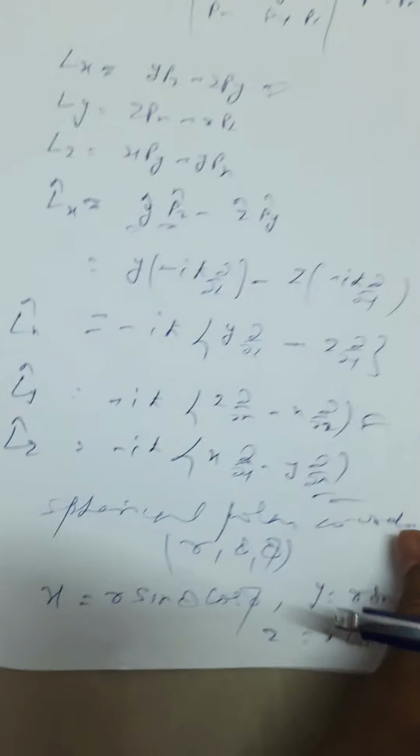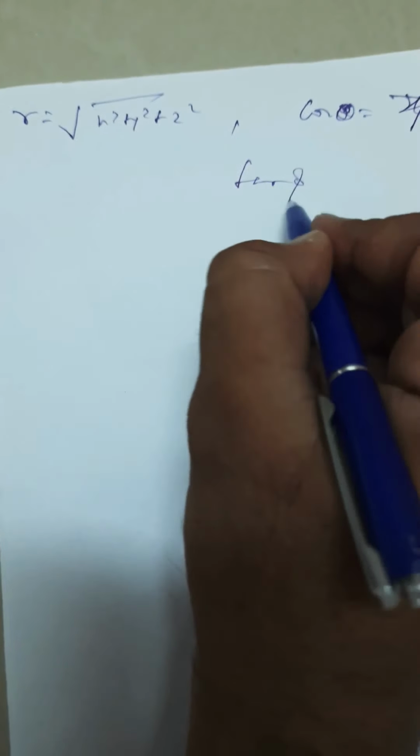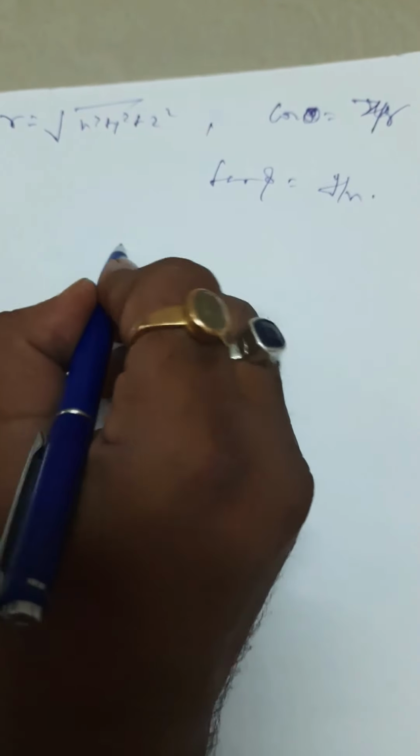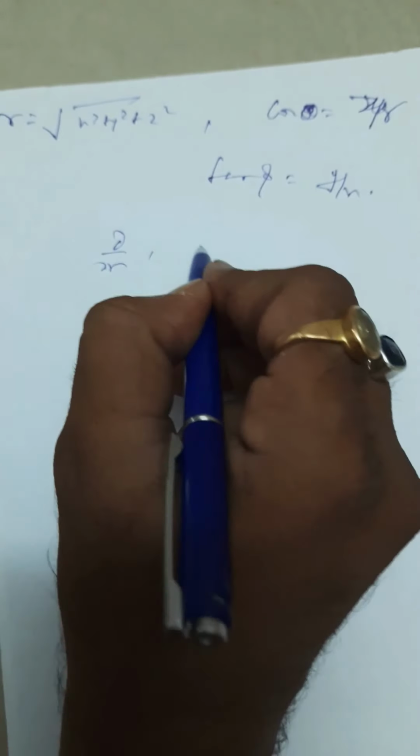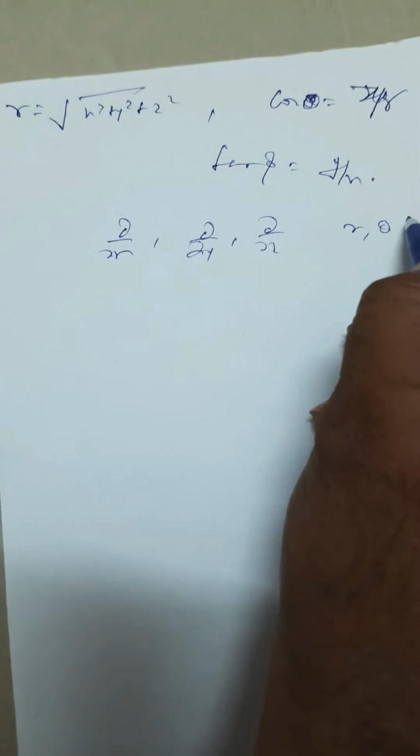Again moving ahead, we'll write r equal to under root x square plus y square plus z square from the same, and cos theta is equal to z by r, and tan phi is equal to y by x. What we'll do is try to find del by del x, del by del y, and del by del z in terms of r, theta and phi.